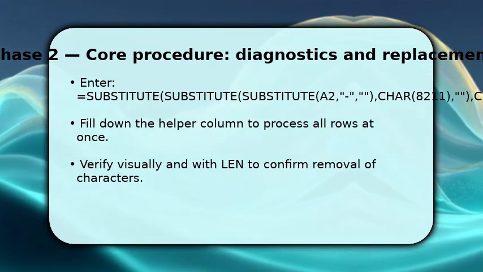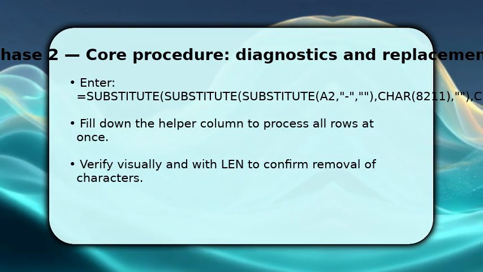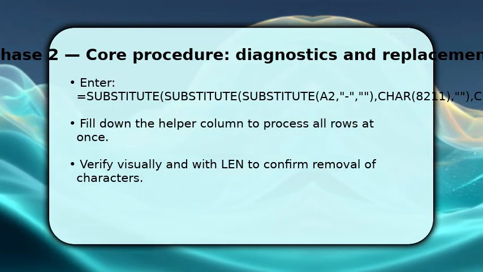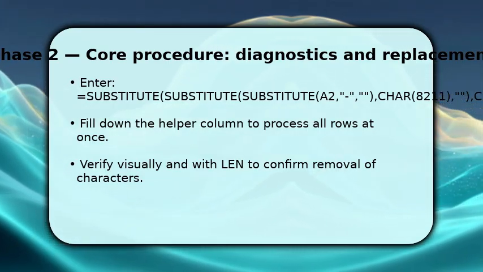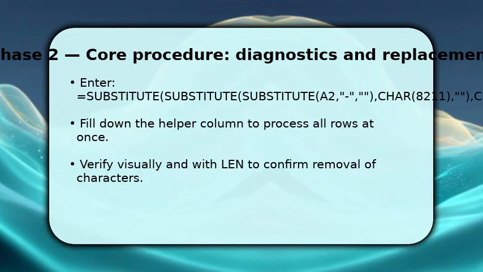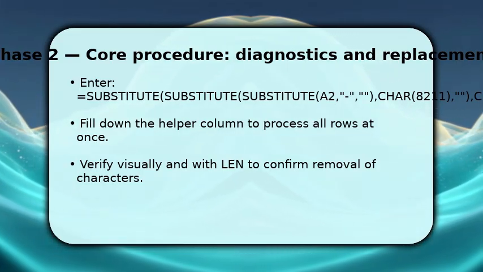Excel will compute quickly. Once done, check a few entries and use LEN or conditional formatting to confirm lengths changed. This proves dashes were removed rather than hidden by formatting.